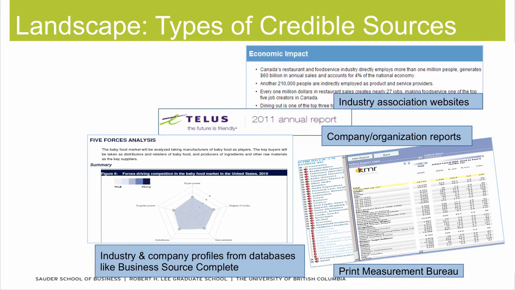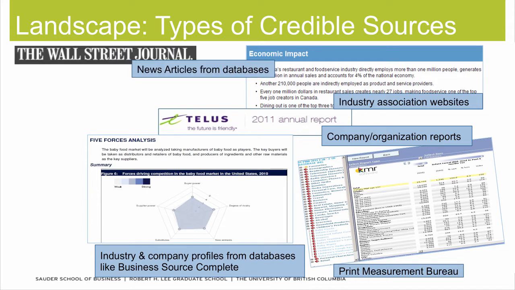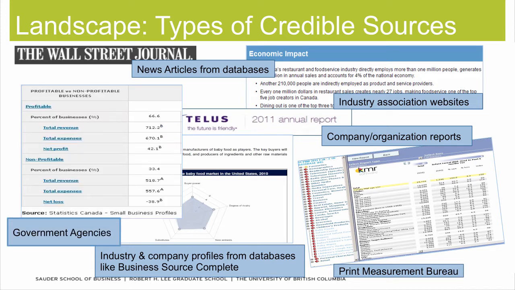Industry association websites provide reports for their members and sometimes make them freely available to non-members. Newspaper or popular news magazine articles are also great sources. While you won't always find a free version on the internet, many news sources are available through the library. We also saw that statistics and demographics can come from government agencies.